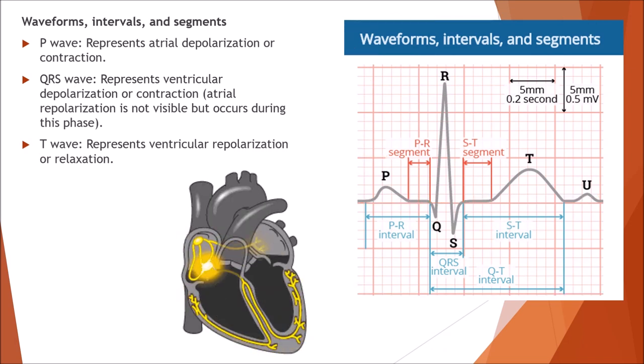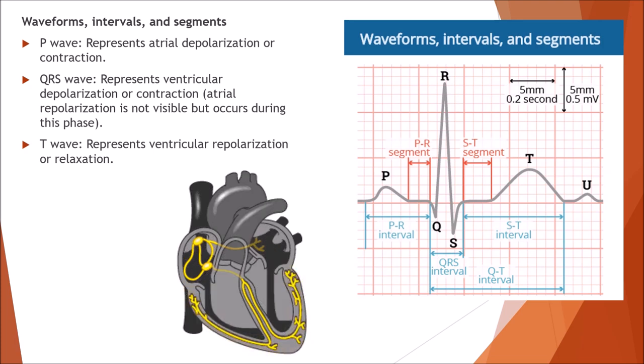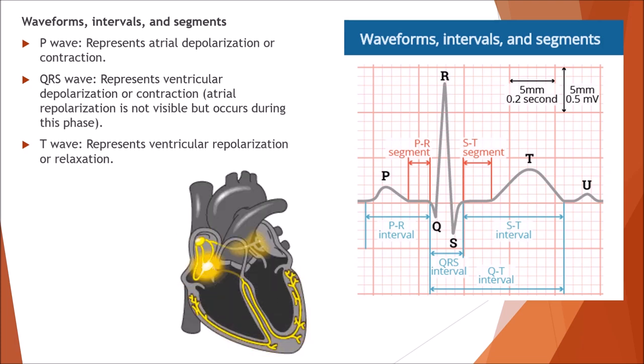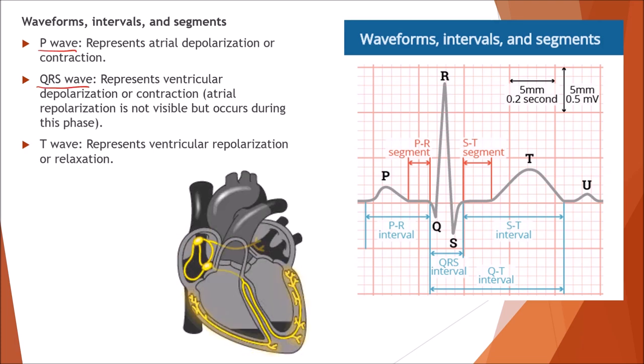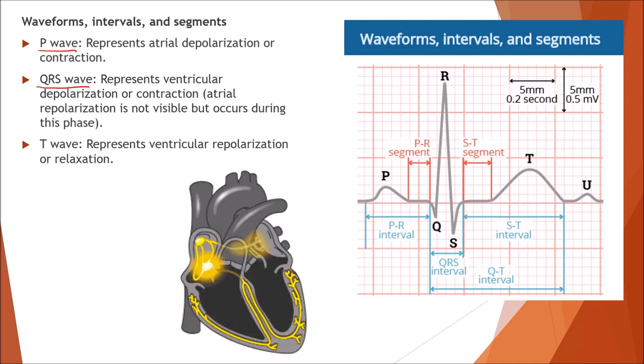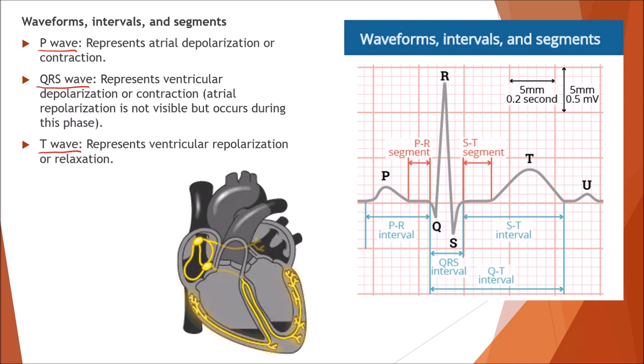So let's talk about the actual waves. There are three major ones that you need to know: the P wave, the QRS wave, or the QRS complex, which I actually prefer, and the T wave. Now let's talk about what each one of these means.